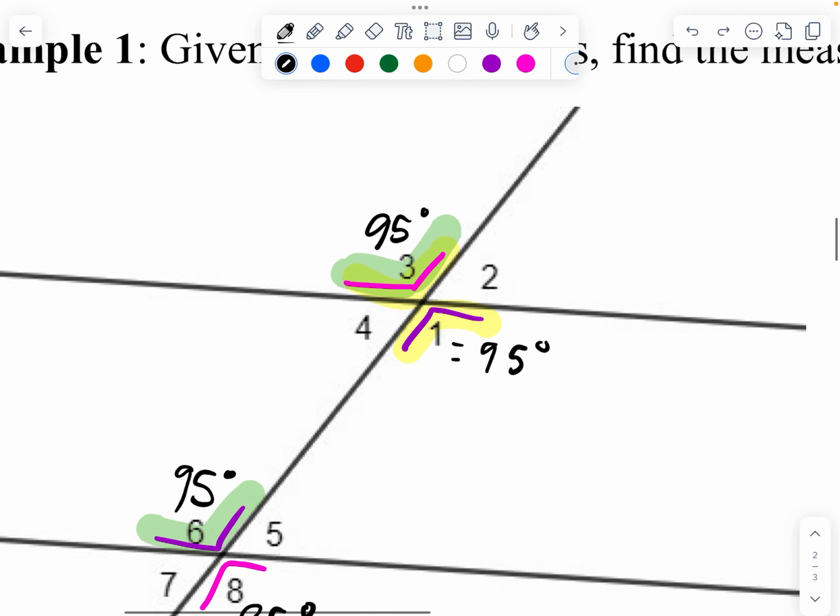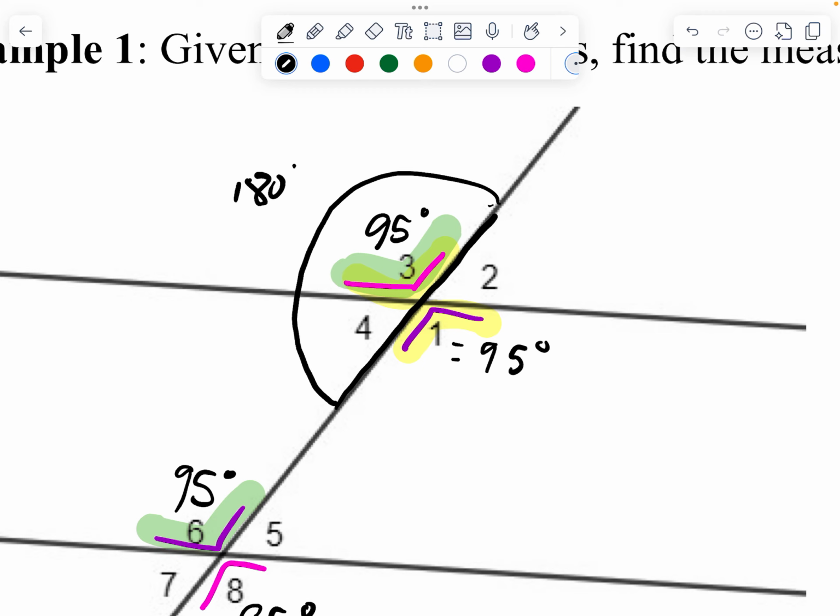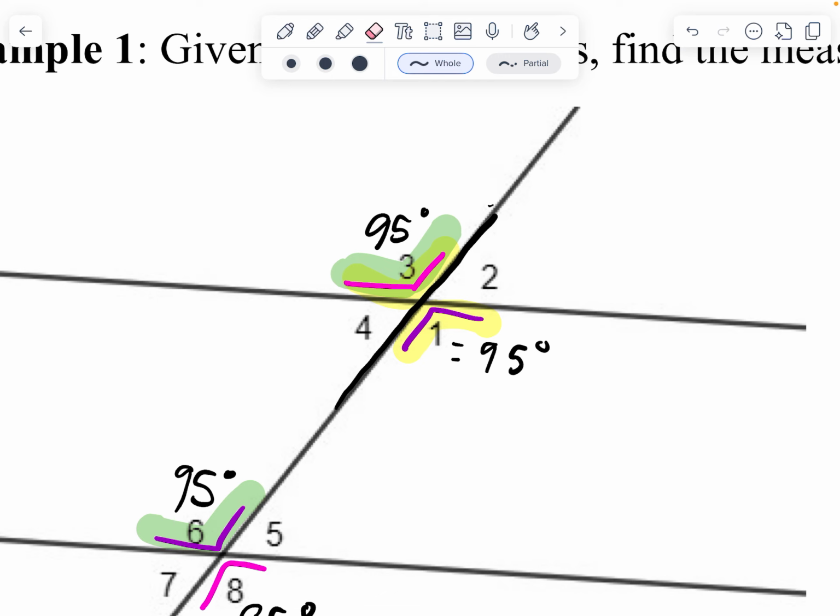Because we have a lot of lines here, and I know that as long as you're on two sides of the same line, that must add up to 180 degrees. So if I know 95 is angle 3, that means 180 minus 95 should be your angle 4, which gives us 85 degrees as the remaining angle. So let me put that out a little bit. So we have 85 degrees.